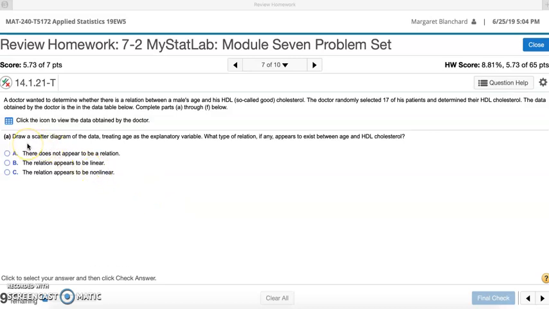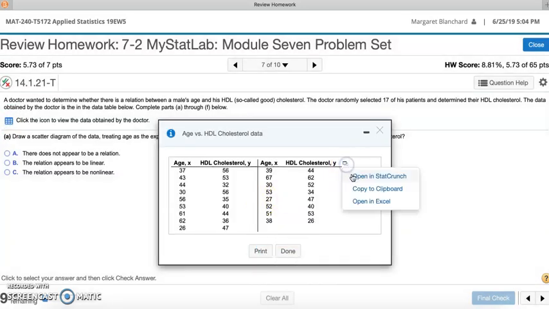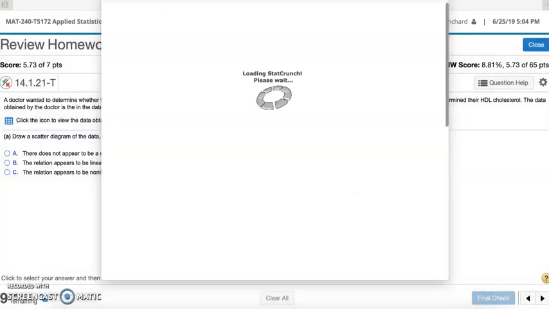Part A. Draw a scatter diagram of the data treating age as the explanatory variable. What type of relation, if any, appears to exist between age and HDL cholesterol? So when we read here that age is the explanatory variable, that's the predictor or the X variable. So let's go ahead and open our data set and then click on the icon to open it in StatCrunch.